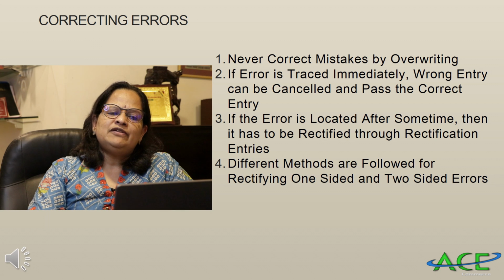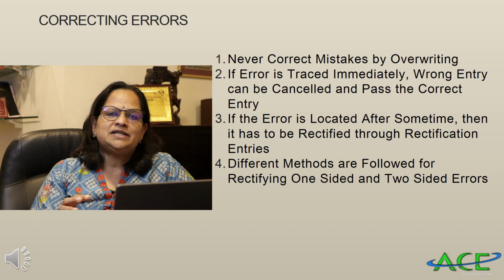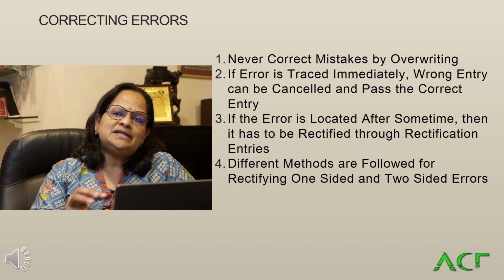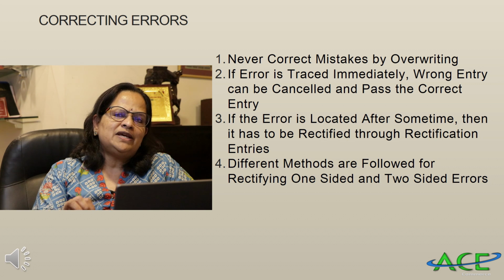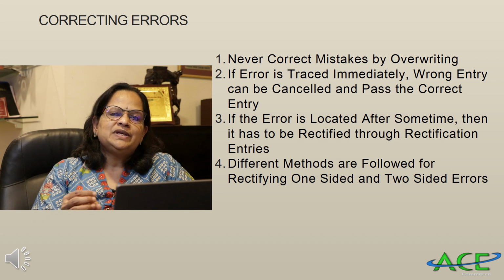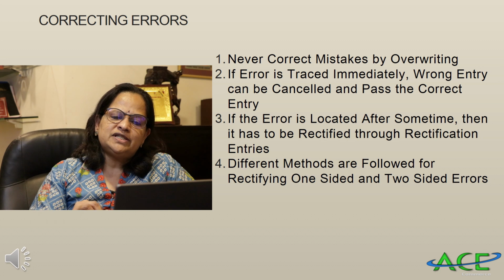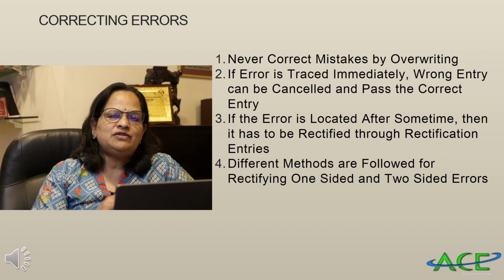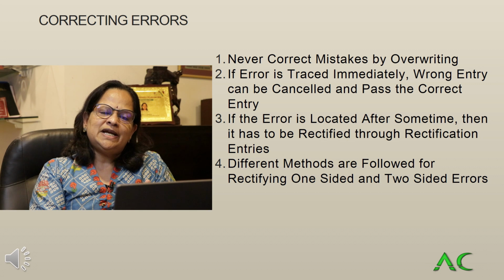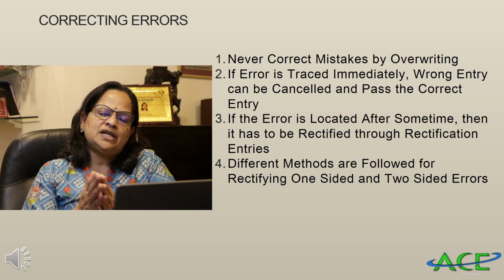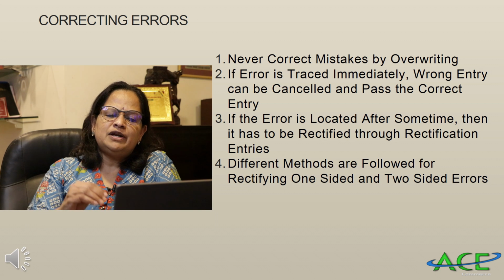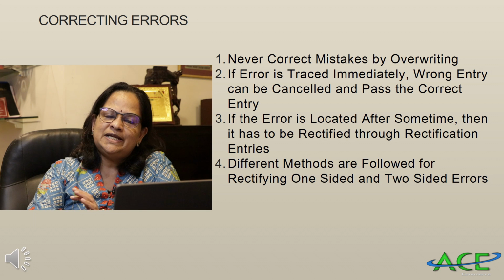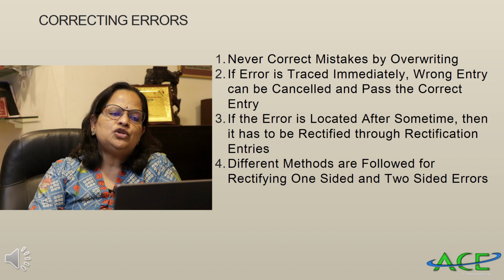The second point is, if the error is traced immediately, the wrong entry can be cancelled and the correct entry passed. Sometimes when we write the journal entries themselves, we come to know that we have made a wrong entry, so then and there we can correct it. That is the easiest method. The third point is, if the error is located after some time, it has to be rectified through rectification entries. For one-sided errors, rectification is a different procedure; for two-sided errors, it is a different procedure. The fourth point is that different methods are followed for rectifying one-sided and two-sided errors. That is what I am going to explain now.